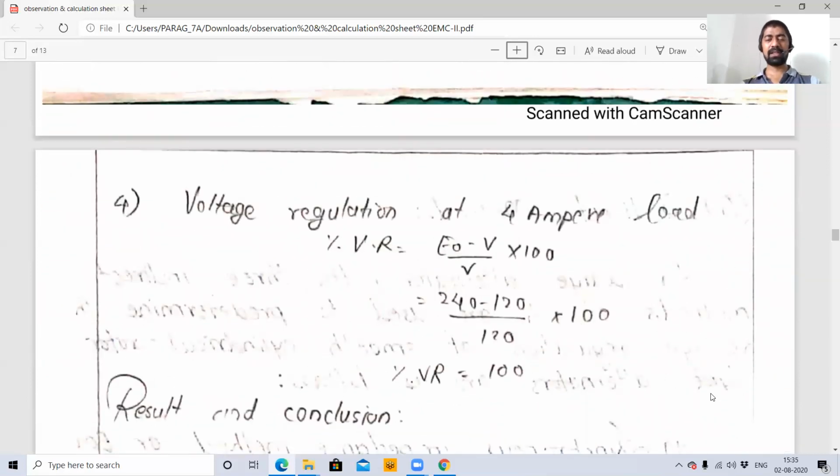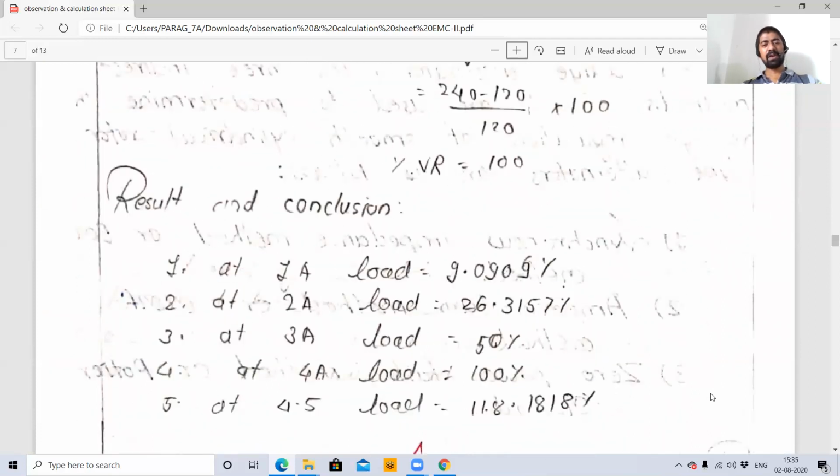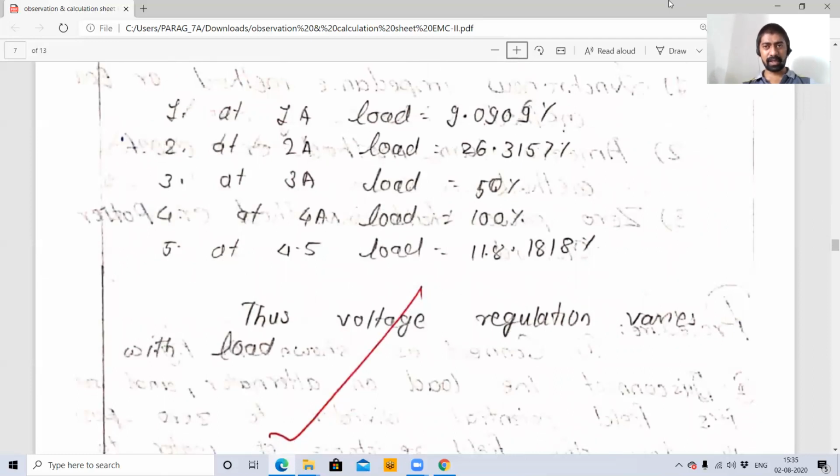Then if we calculate for the 4 ampere load, the percentage of voltage regulation is E0 minus V upon V into 100. So no load voltage is 240, full load voltage is 120, divided by 120 into 100. So your percentage regulation is near about 100%. In this way, we can calculate the percentage regulation at different loads as we connect a load across the alternator. So by connecting the load across the alternator, we are performing the load test on the alternator by determining the voltage regulation of an alternator.